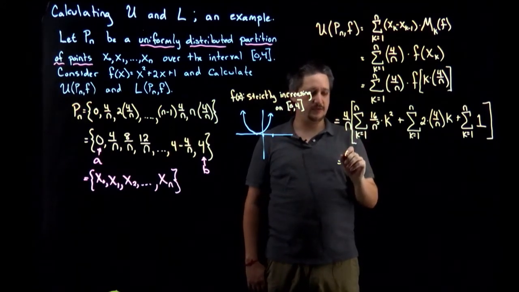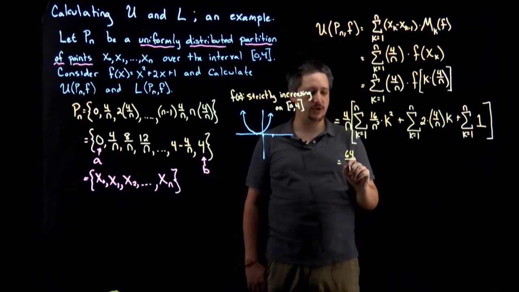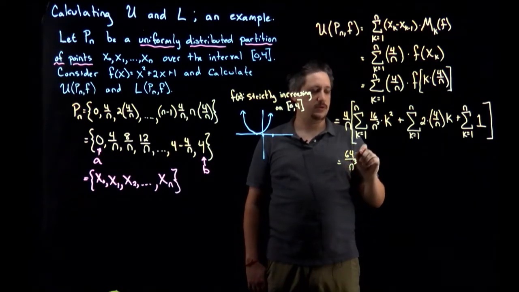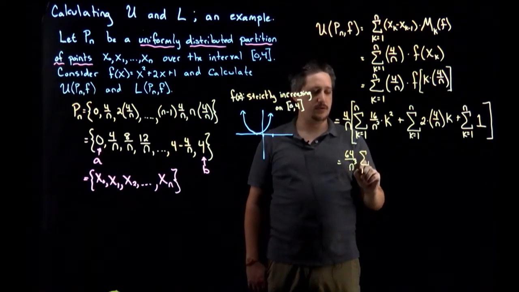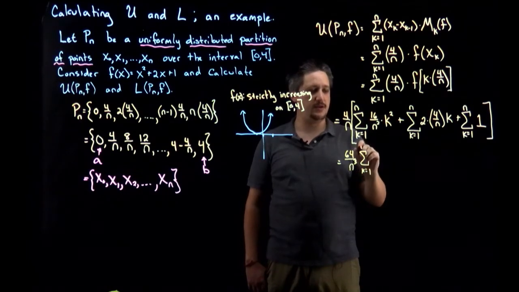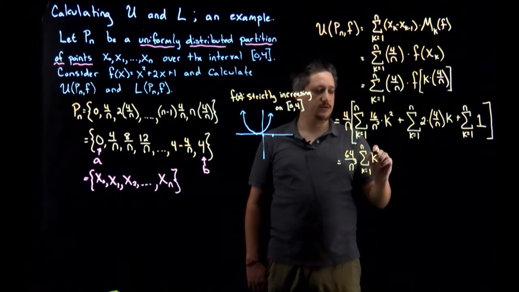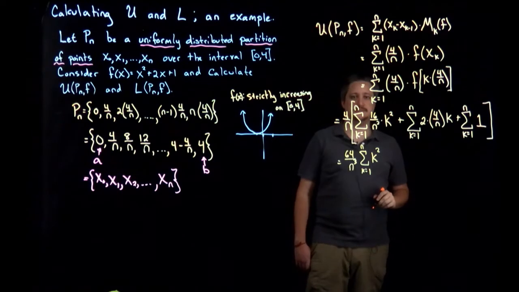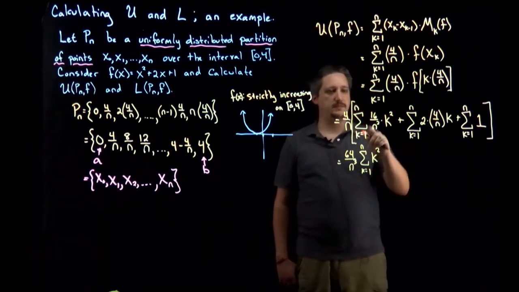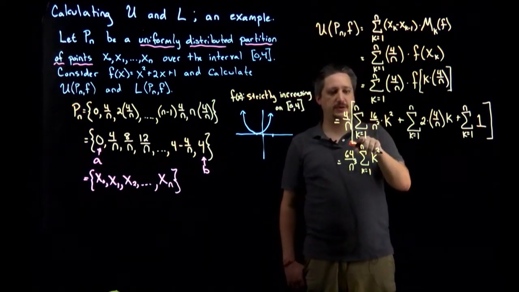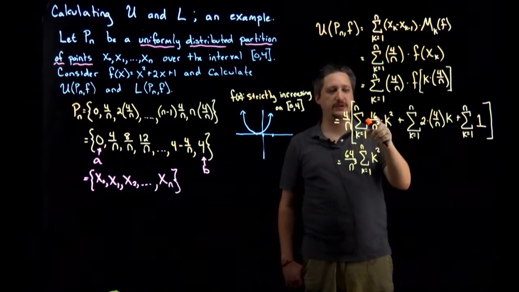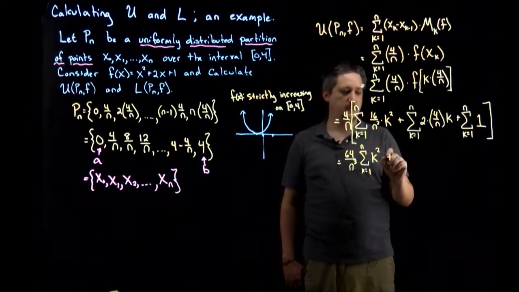over n. This will give me 64 over n cubed times the sum k equals 1 to n of k squared. Right, because 16 over n squared, this doesn't depend on k, right? Doesn't depend on the iterating variable, so I can pull it out.